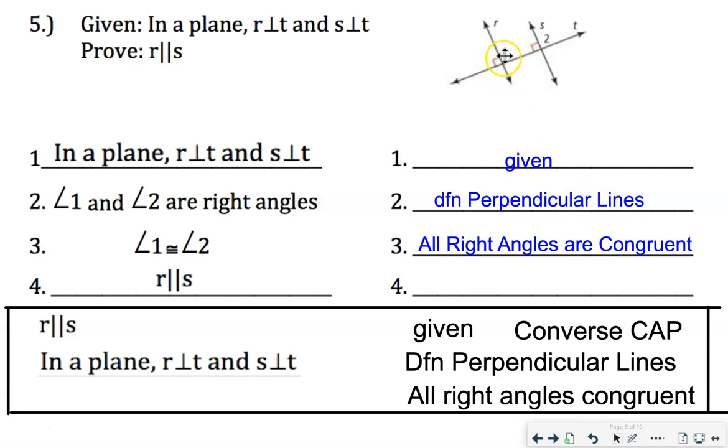Now, if you look at angle 1 and 2, what type of angles are they? They're corresponding, upper right, upper right. So if I want to say something is parallel, I need the word converse, and then the type of angles that we have. Converse, corresponding angles, postulate.